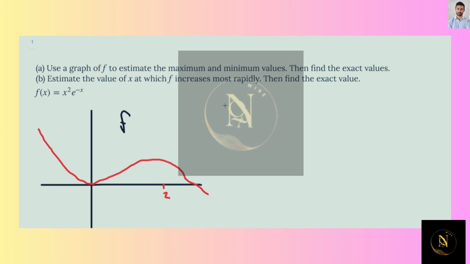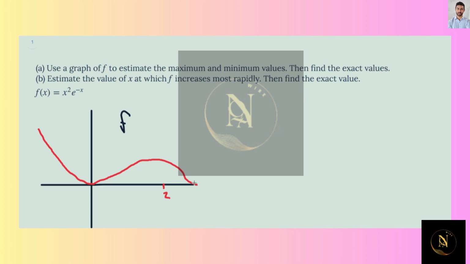All right, so we're being asked to use the graph of f to estimate the max and mins and then find the exact values. In order to find the max and min, we first have to find the first derivative, and we can just first of all look at this function. We can see that there is some sort of local max and min occurring.